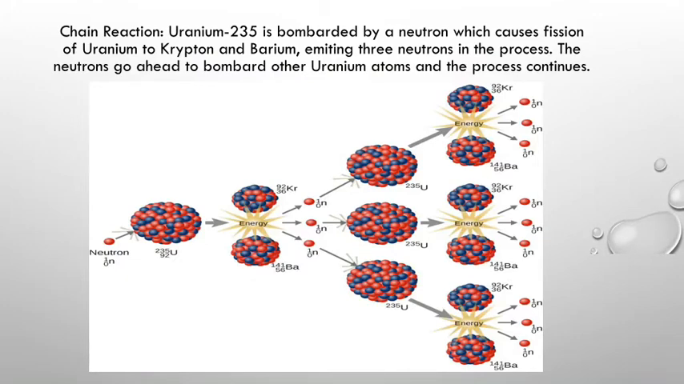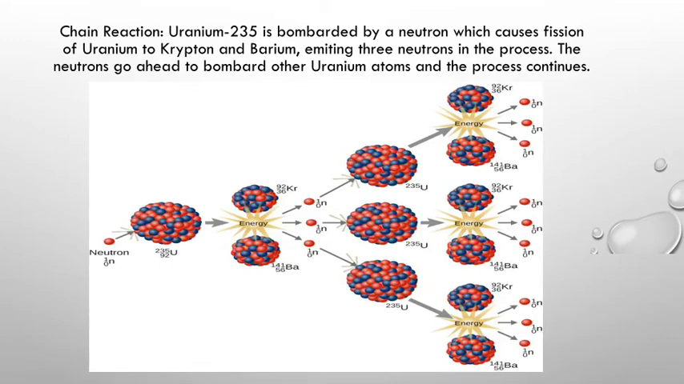Let's see a pictorial representation of a chain reaction. Here we have a neutron bombarding a uranium-235. That uranium forms krypton and barium. In the process, 3 other neutrons, or 2 other neutrons in addition to the initial neutron, making 3, are also released. So each of those other neutrons will strike another uranium-235 atom.